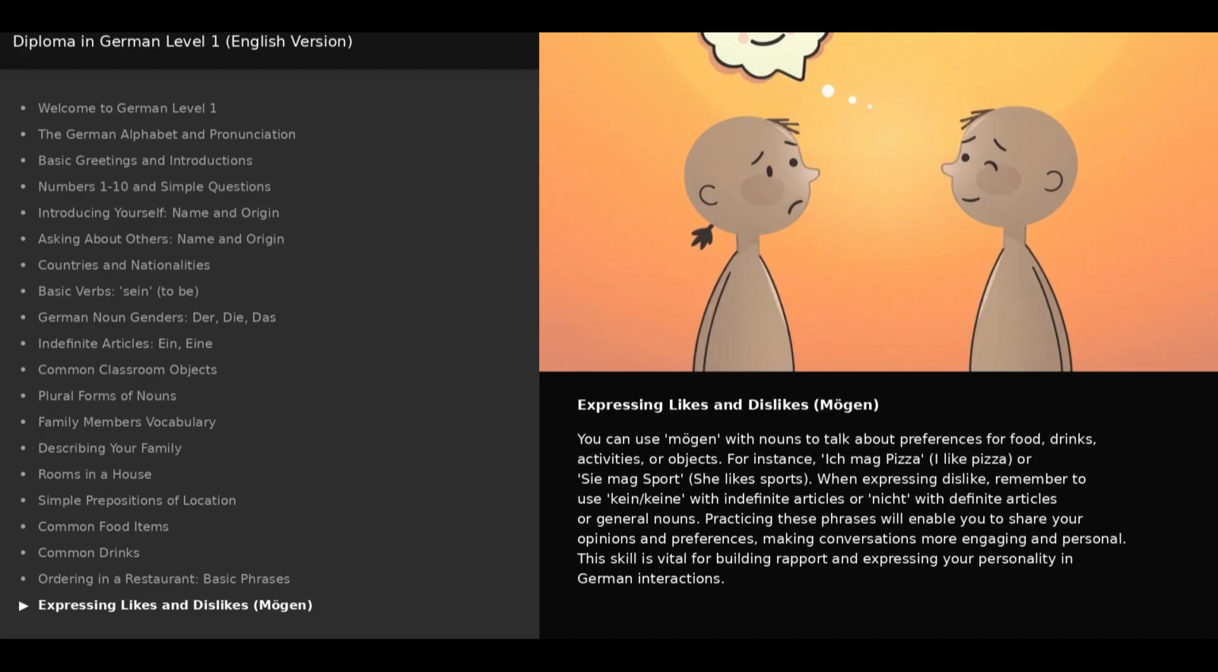Practicing these phrases will enable you to share your opinions and preferences, making conversations more engaging and personal. This skill is vital for building rapport and expressing your personality in German interactions.